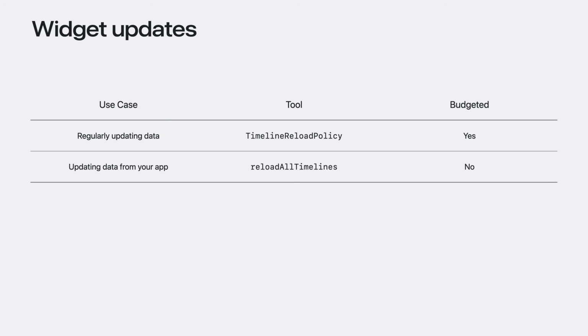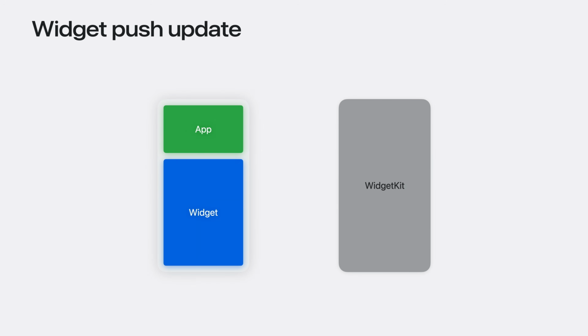This is a great option if widget content primarily changes inside the app, such as updating a caffeine log, changing a note, or checking off a reminder. Since the app is running when this API is called, the system does not budget this request. But what happens if a data change occurs on the server or on another device?